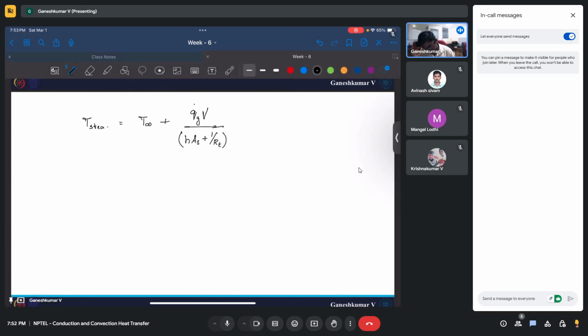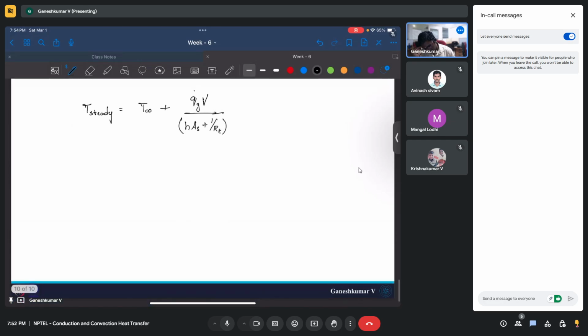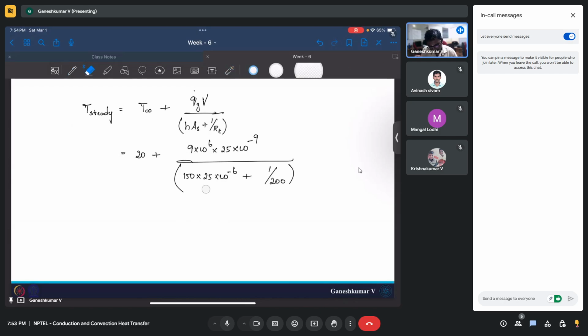All right. So let's try to find this out. This T infinity is 20 and Q dot G is 9 into 10 power 6. You already know V is going to be 25 into 10 power minus 9, divided by H is 150, area is 25 into 10 power minus 6, plus 1 divided by RT, which is 200. Okay, you can also compare the units. So you can compare the units of HAS and you can compare the units of 1 by RT.